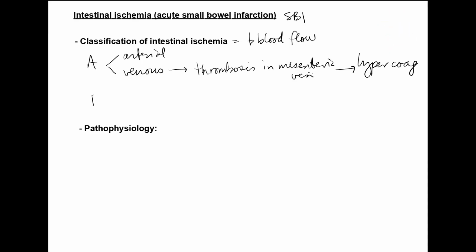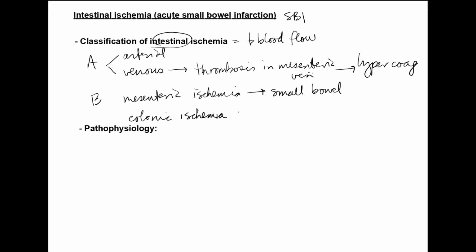The other is to describe which part of the intestine that we mean. In general, the term mesenteric ischemia refers to blood supply of the small bowel. Colonic ischemia refers to the large bowel.